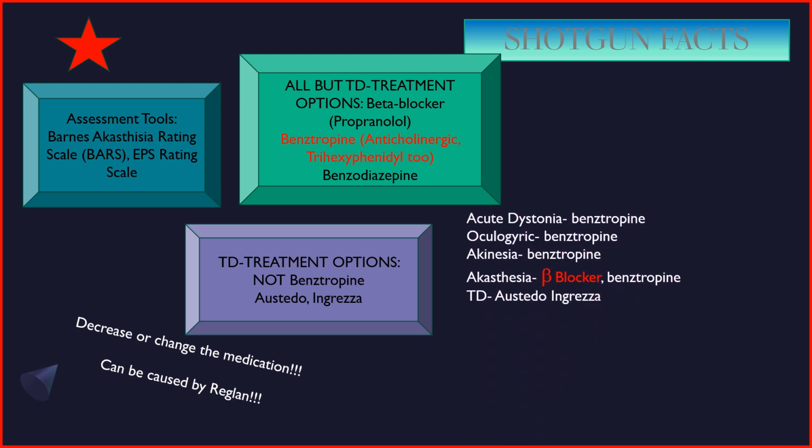Acute dystonia, benztropine. Oculogyric crisis, benztropine. Akinesia, benztropine. Akathisia, a beta blocker, benztropine. Tardive dyskinesia, Austedo, Ingrezza. Never beta blockers for asthma.